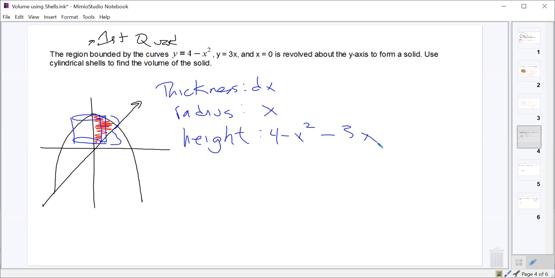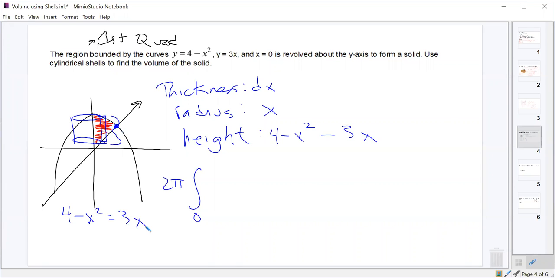So we should get 2 pi times the integral. Oh, we got to do our limits. We're doing it all in terms of x, right? So we got to do x values. What's the leftmost value of our region? 0. What about the rightmost value? Well, we got to figure that out. Right? We need to figure out where these two functions intersect. How do we figure out where two functions intersect? Set them equal to each other.